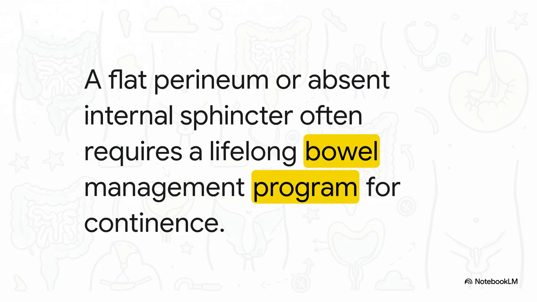Continence doesn't just happen automatically for these kids. In a lot of cases, it requires a dedicated, proactive bowel management program, utilizing daily enemas, specialized diets, and medications to help the child achieve social continence and avoid any accidents.